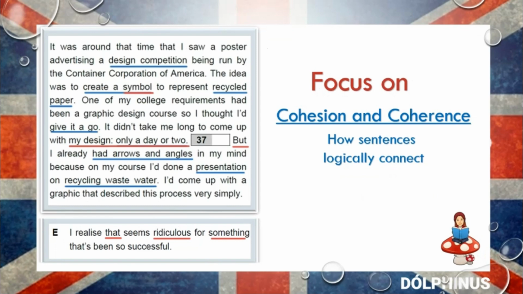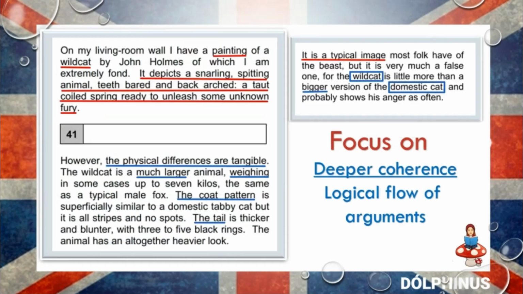Now let's focus on cohesion and coherence, or in other words, how sentences logically connect. In B2, they give us one idea at a time. So, for example, this sentence is making reference to his design, that it only took a day or two, and why. But in C1, there's a deeper coherence because there's a logical flow of arguments. Let me explain it. In the text, there usually are multiple connected ideas, not one. Not about understanding one sentence, but how the different ideas are related to each other.